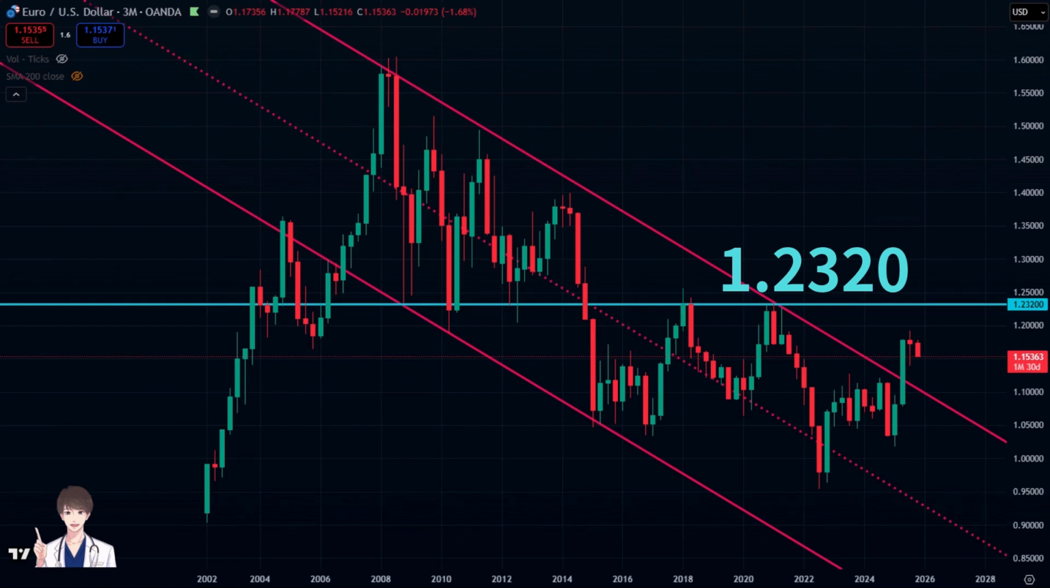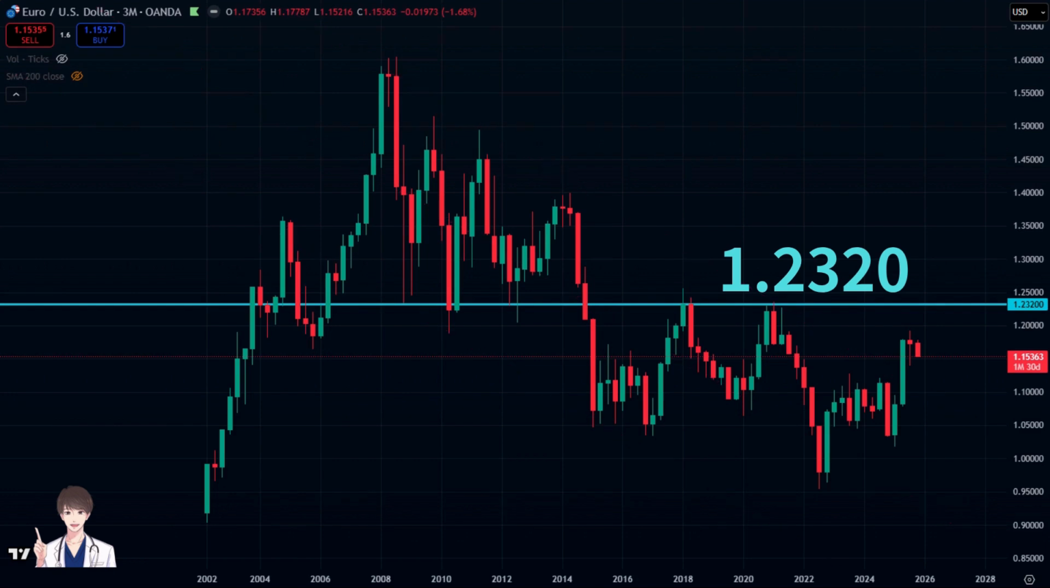Unless price breaks above this level, we cannot confirm a clear shift into a long-term uptrend. For now, I consider the quarterly chart to be in a broad trendless state between current levels and 1.2320.